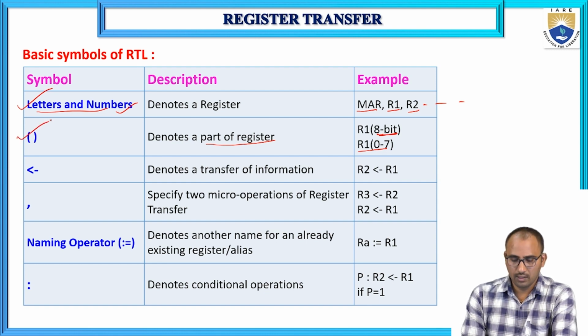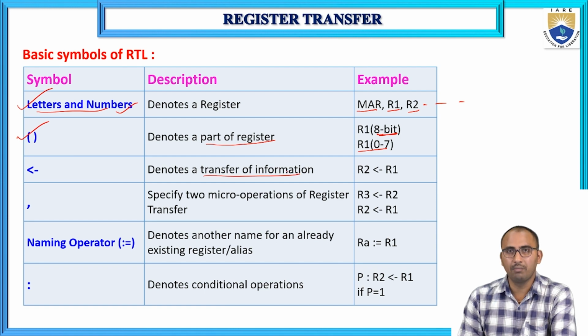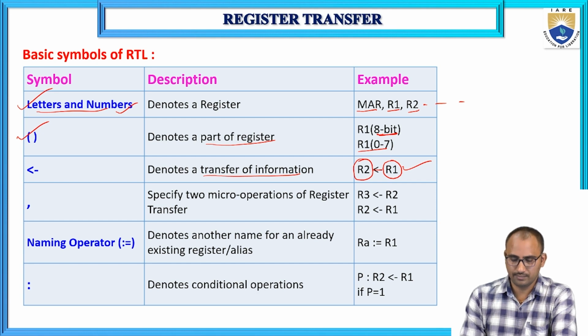And the third one, the left arrow. It denotes the transfer of information. So here, R1 arrow R2 means the information of the R1 register is transferred to the register R2. This arrow denotes the transfer of information from one place to another place.